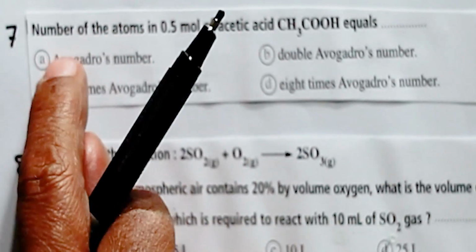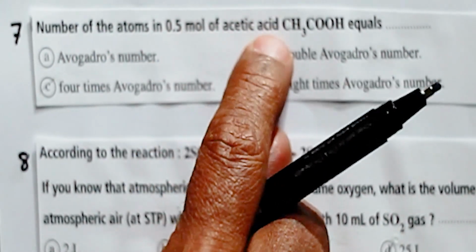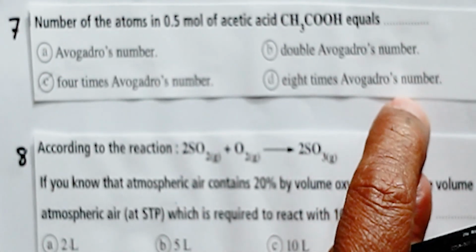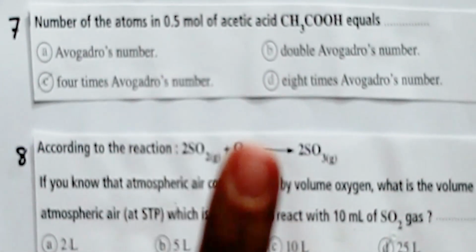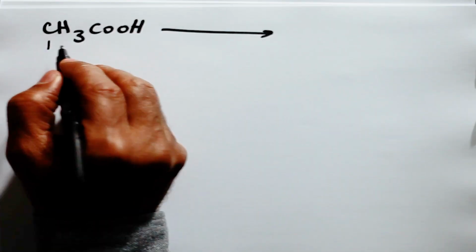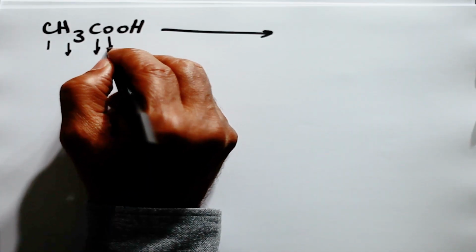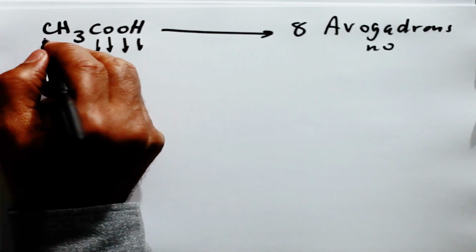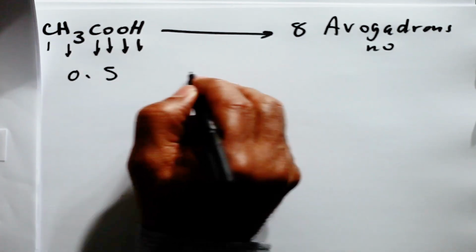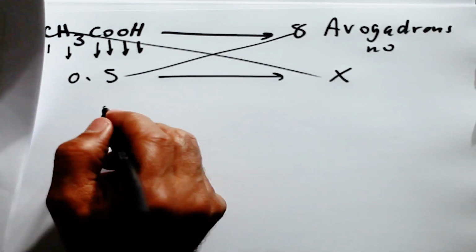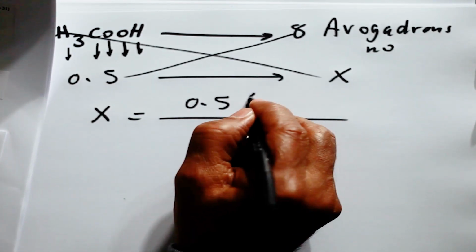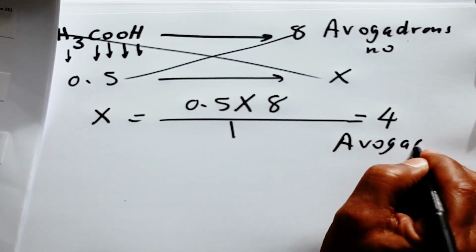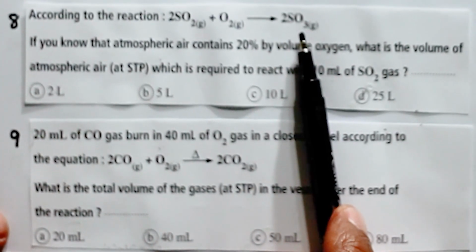Another idea: the number of atoms in 0.5 mole of acetic acid, CH3COOH. In this question, in the answer, he writes Avogadro's number without writing 6.02. It contains 1, 3, 4, 5, 6, 7, 8: 8 moles of Avogadro's number in 1 mole. But 0.5 contains X. Cross multiplication: X equals 0.5 times 8 over 1 equals 4 Avogadro's number. We have two very important problems.